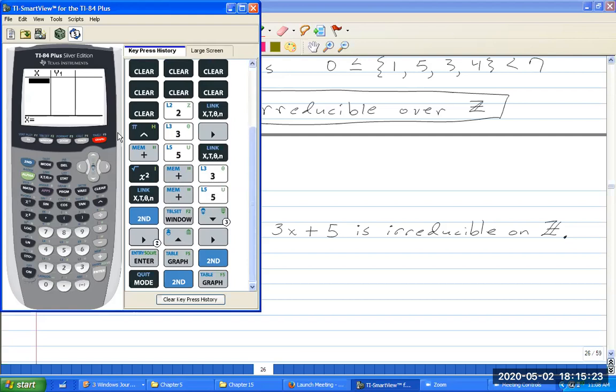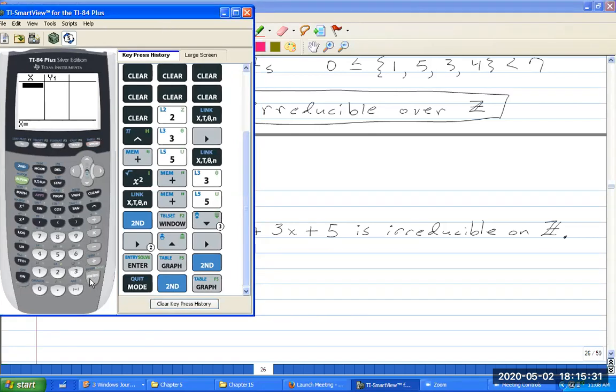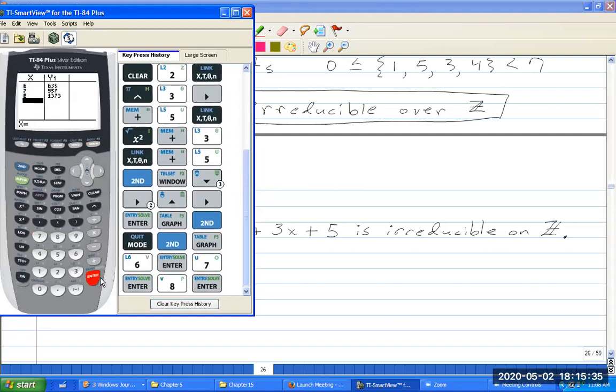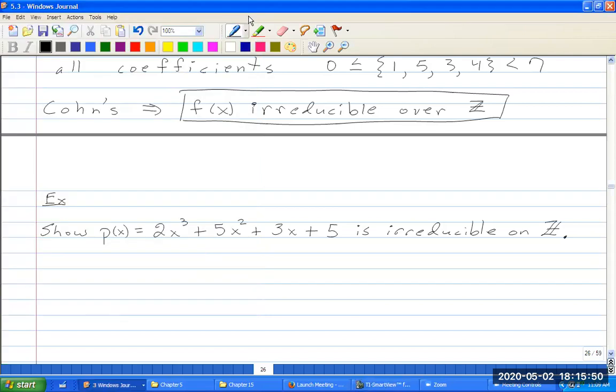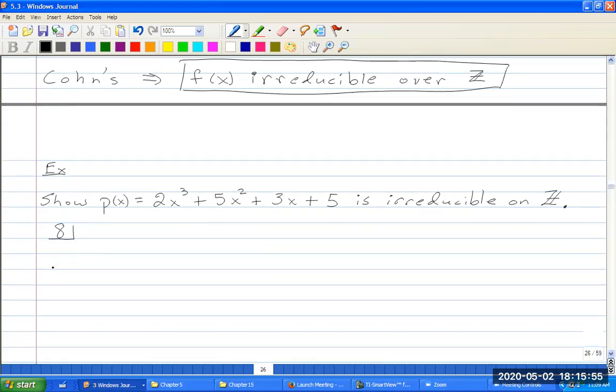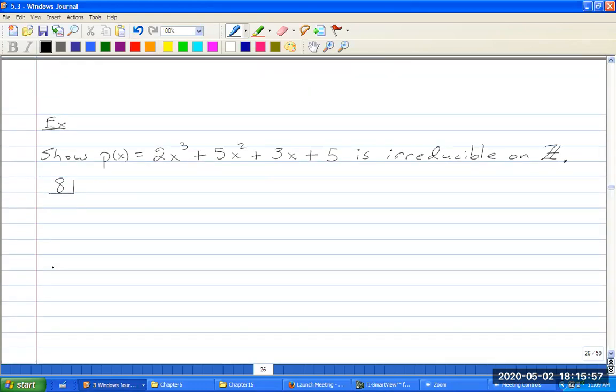Okay, so let's plug in something. I want a number bigger than 5. So let's try 6, 7, 8. Okay, so that's 12, 21. So 6 and 7 are not prime. 8 is prime. So let's pick 8 and see what happens.